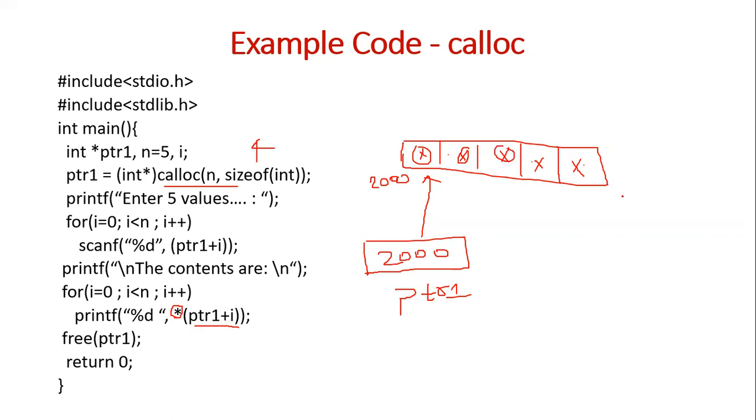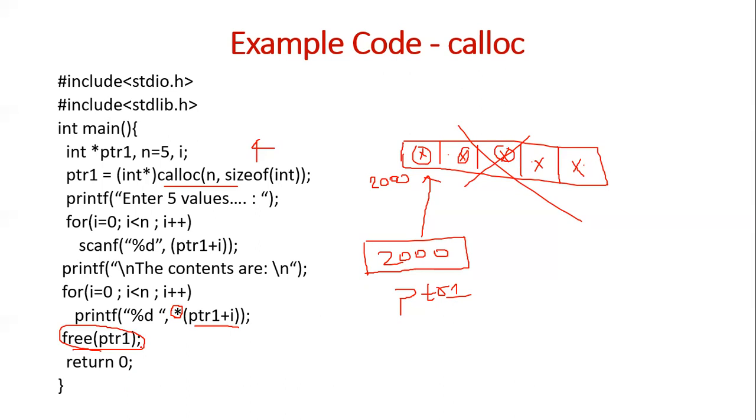It continues. And finally, we free this memory through this syntax, free(ptr1). Now this entire memory will be freed. And ptr1 becomes a dangling pointer. Then return 0. That's it.